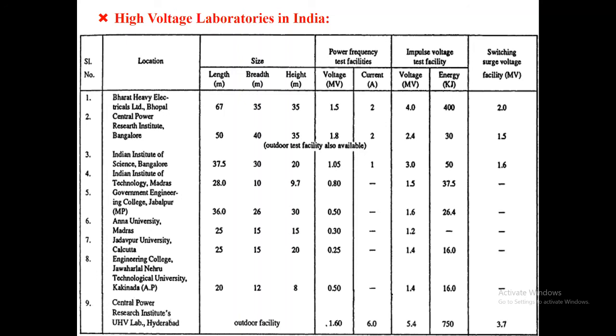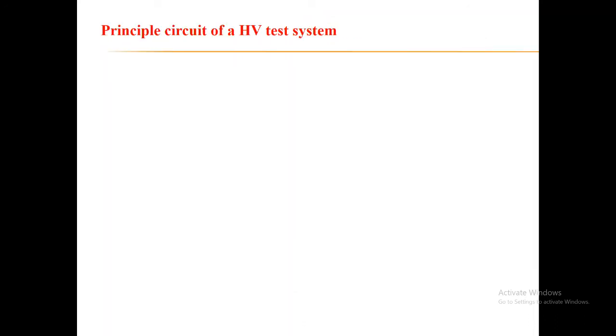So in the table you can see the indoor test facilities as well as the outdoor test facilities with the different voltage scales. Normally the highest voltage level of the high voltage laboratories can be specified based on the impulse voltage value level.